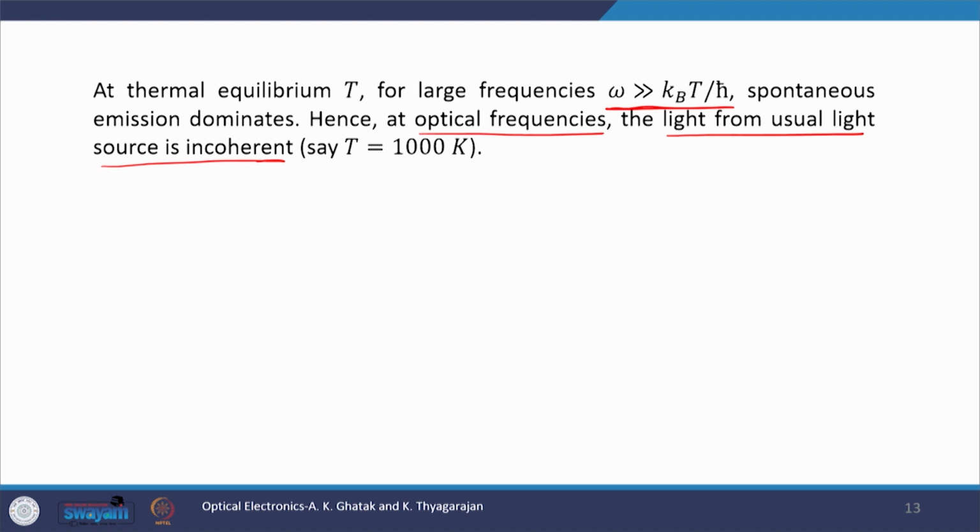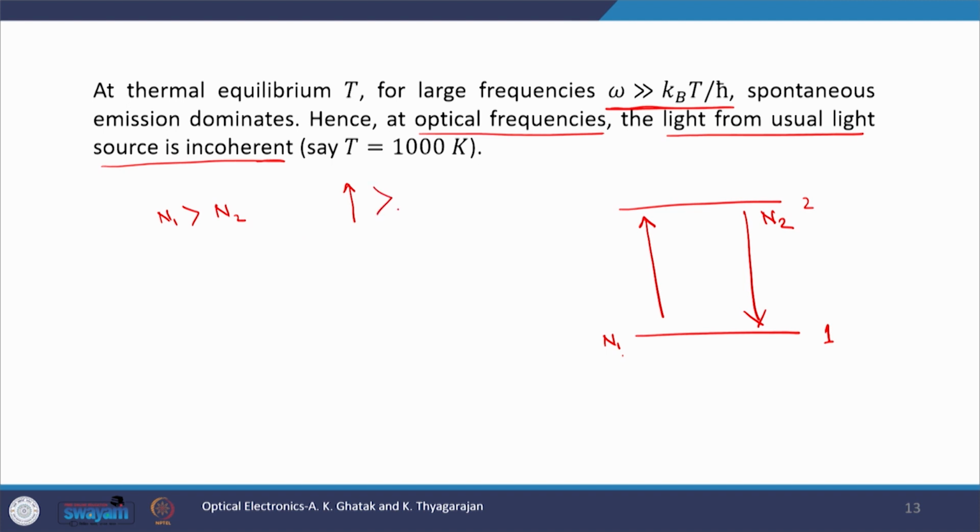Now, we know that in a two level system the rate of upward transition depends upon the carrier density in the lower energy state, while the rate of downward transition depends upon the carrier density in the upper energy state. Now, if N1 is larger than N2, then the upward transition rate would be larger than the downward transition rate.